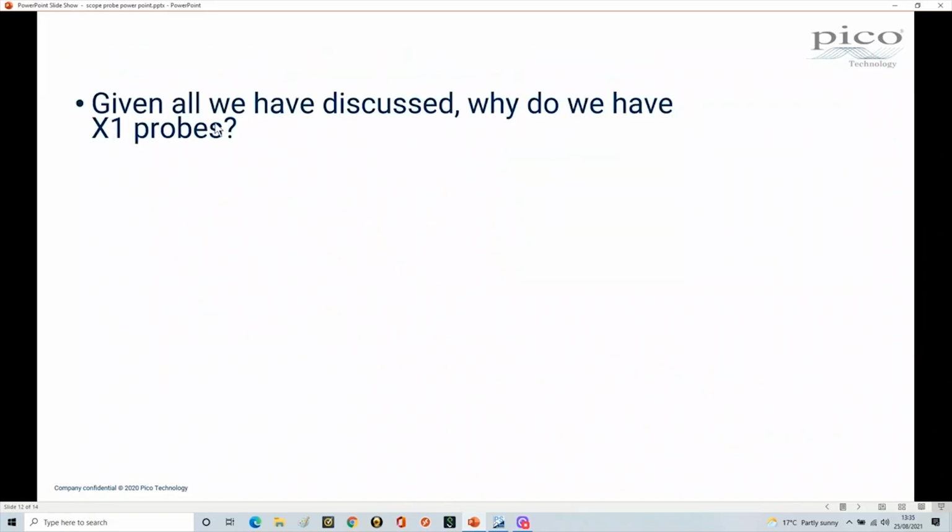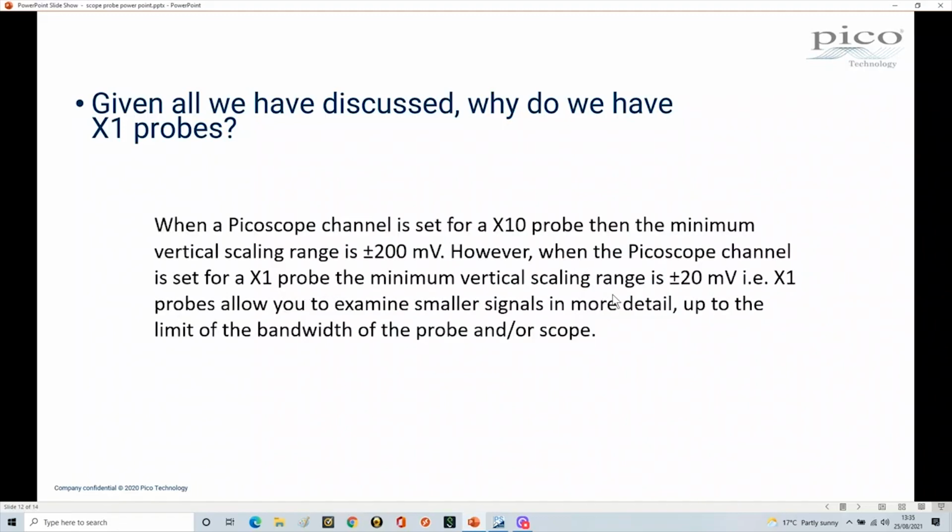So given all what we've discussed, why do we have times 1 probes? Because it seems to me as though times 10 is the best probe to use. Well, there is actually one primary reason for using times 1, and that's all to do with measuring small signals. Now, in a PicoScope, when you select times 10, then the minimum vertical scaling range is actually plus or minus 200 millivolts. Whereas when you're in times 1, the minimum is plus or minus 20 millivolts. So that means that using a times 1 on low signals, you're actually able to examine the signal in more detail. I just want to show you that so that you're aware.